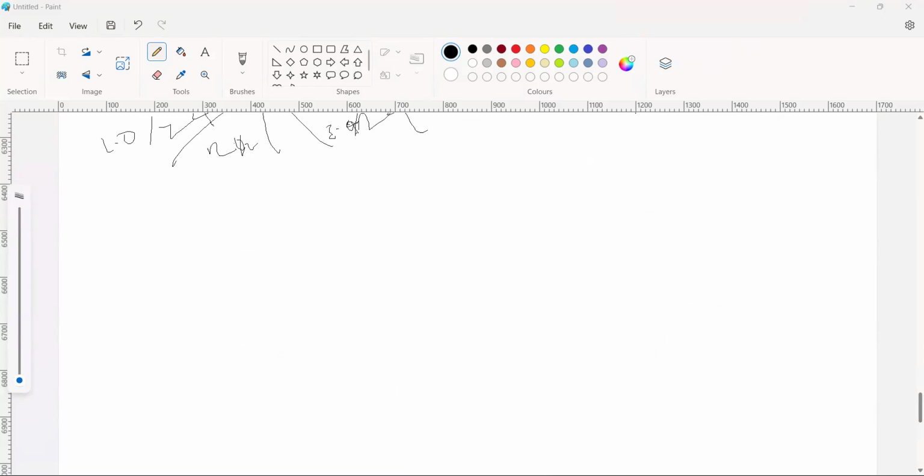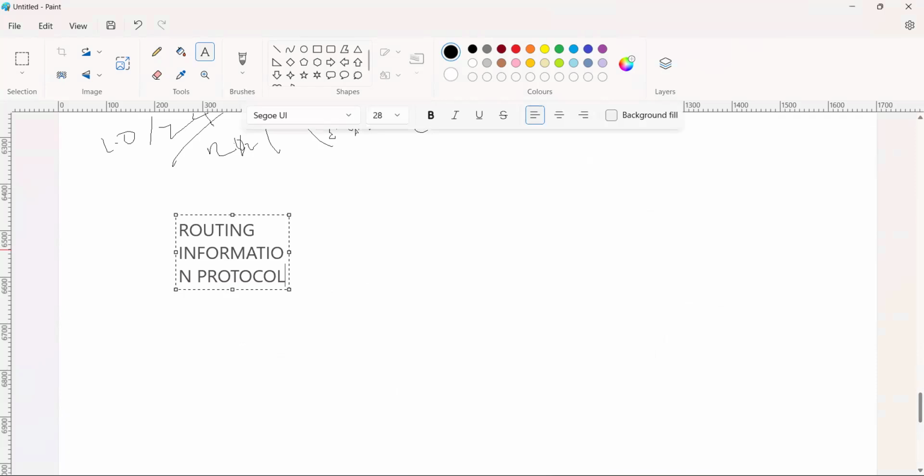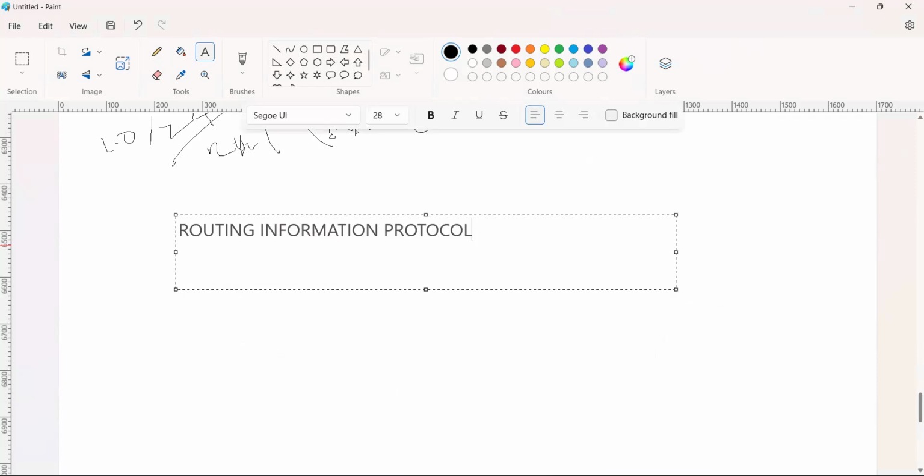Now we'll discuss routing information protocol, that is RIP. RIP stands for routing information protocol. There we have two versions, version 1 and version 2.